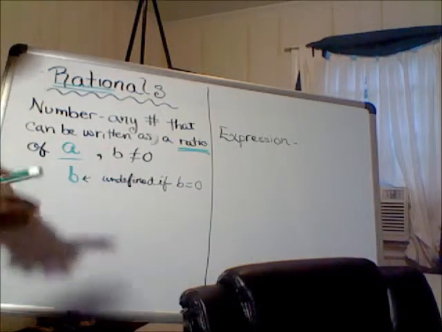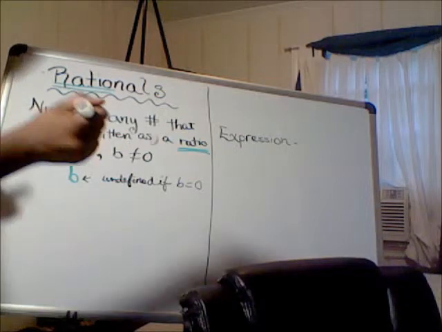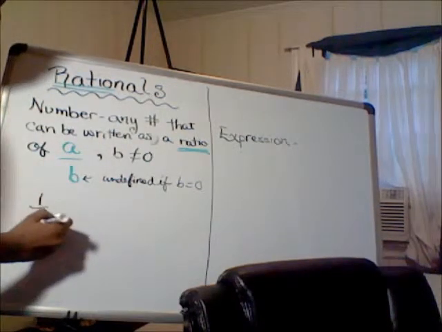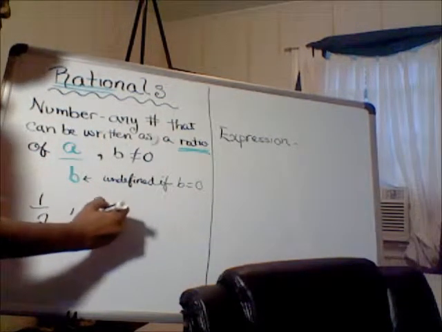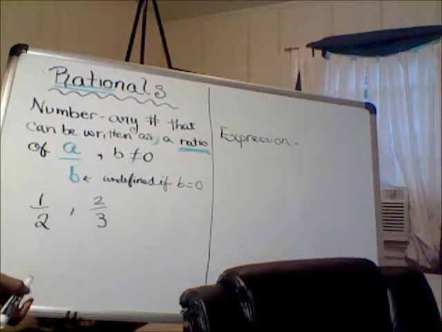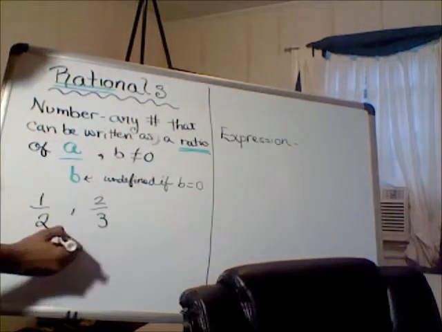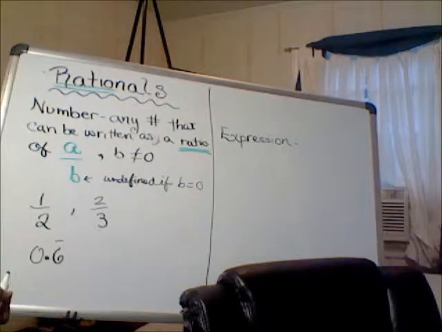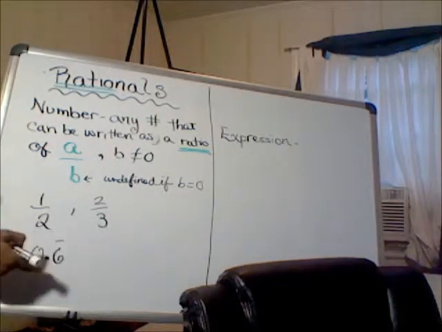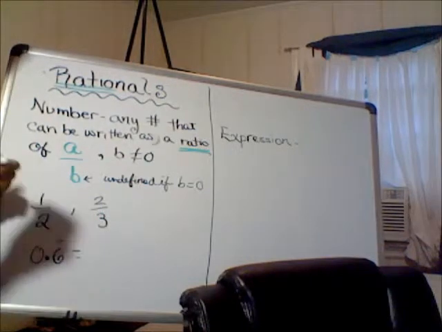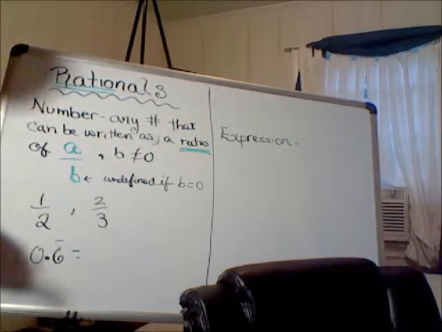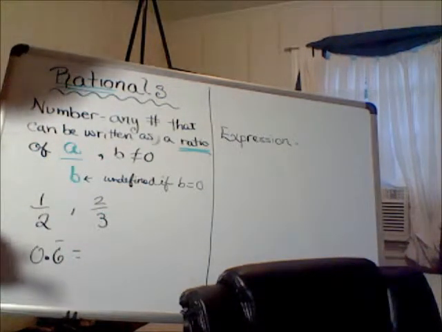When we think about rational numbers, think about fractions. 1/2, 2/3. 0.6 repeating is also considered a rational number. It's a repeating decimal, okay? Because we can actually write that as a fraction.